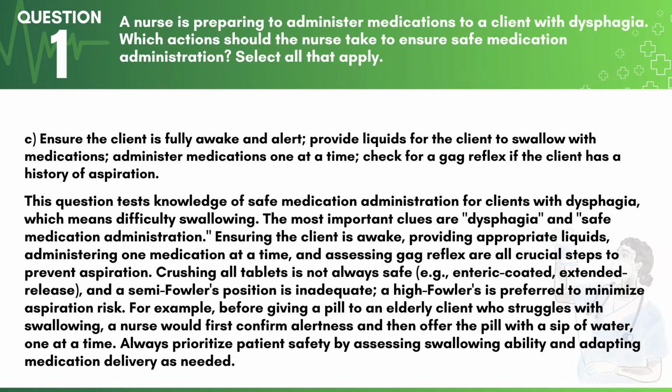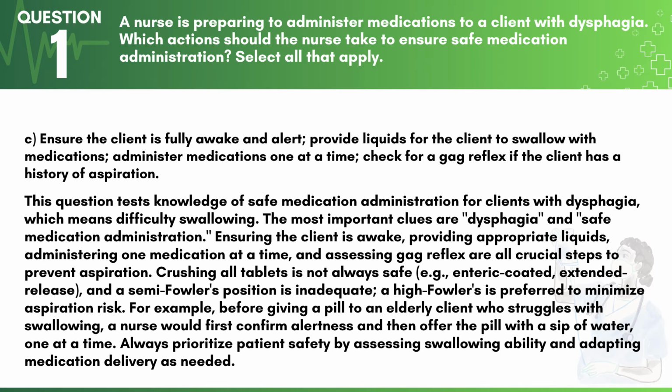Answer. Ensure the client is fully awake and alert. Provide liquids for the client to swallow with medications. Administer medications one at a time. Check for a gag reflex if the client has a history of aspiration. This question tests knowledge of safe medication administration for clients with dysphagia, which means difficulty swallowing. The most important clues are dysphagia and safe medication administration. Ensuring the client is awake, providing appropriate liquids, administering one medication at a time, and assessing gag reflex are all crucial steps to prevent aspiration.